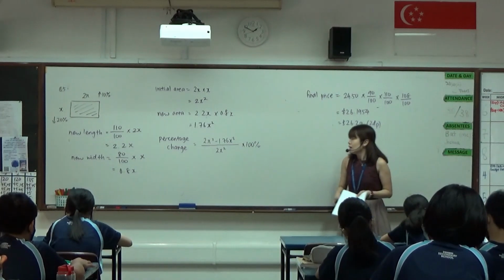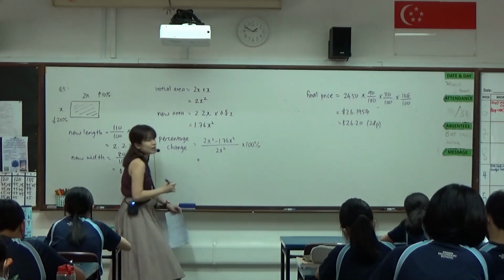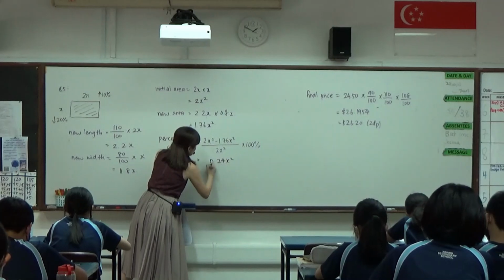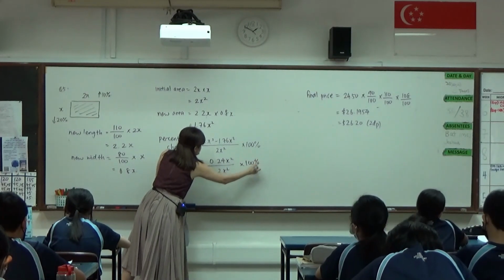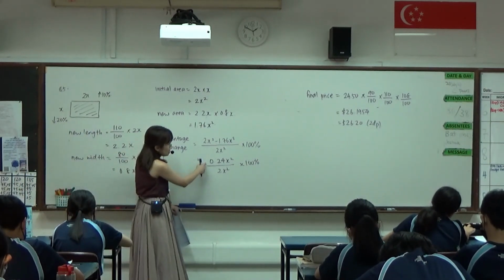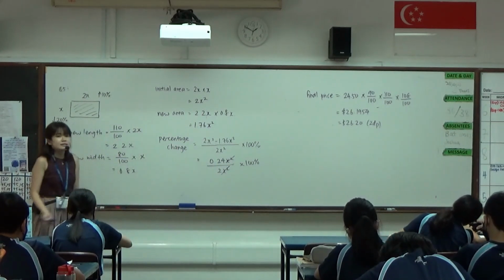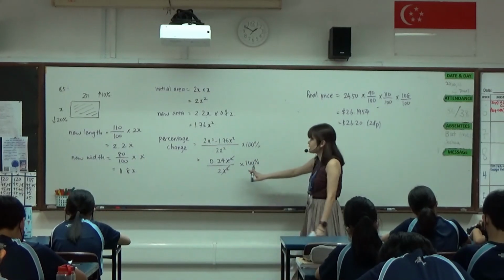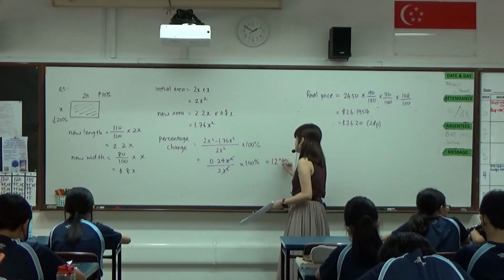Okay? Then how do we simplify this? 2 minus 1.76, we can press our calculator for it. We will get 0.24x squared over 2x squared. And then we can divide at the top and at the bottom by x squared, such that we get 0.24 over 2. And then we times 100 and we will get 12%.